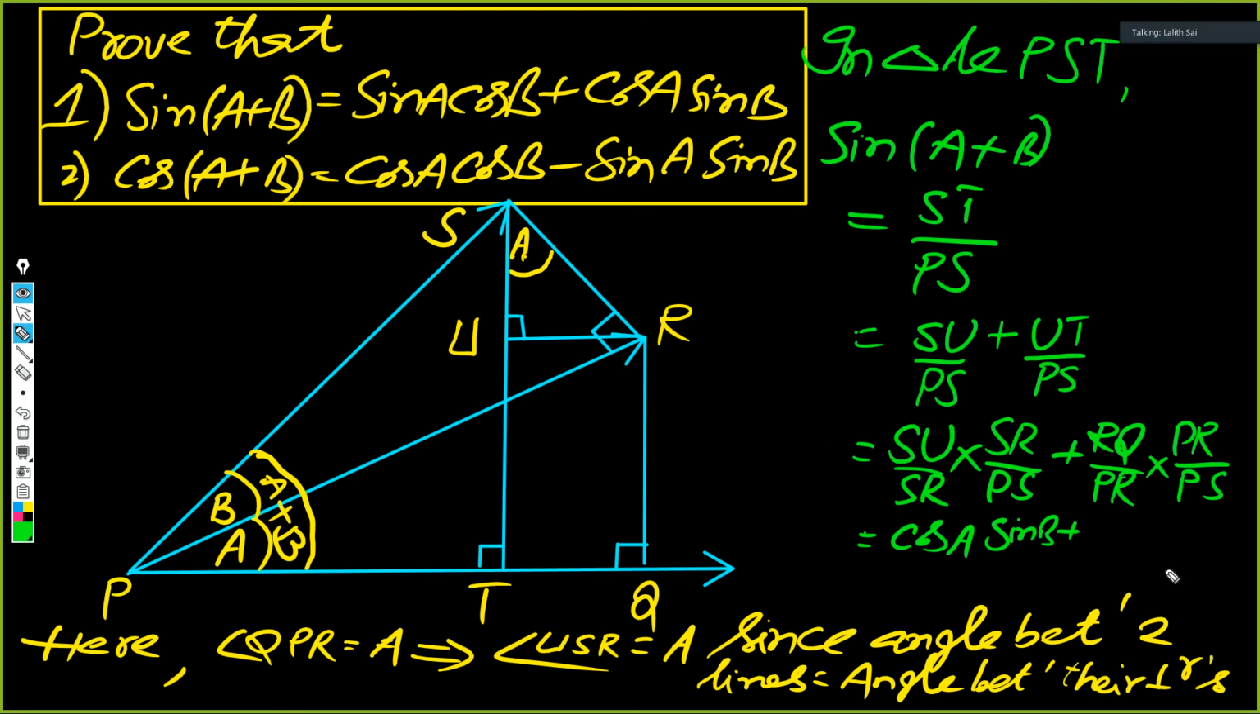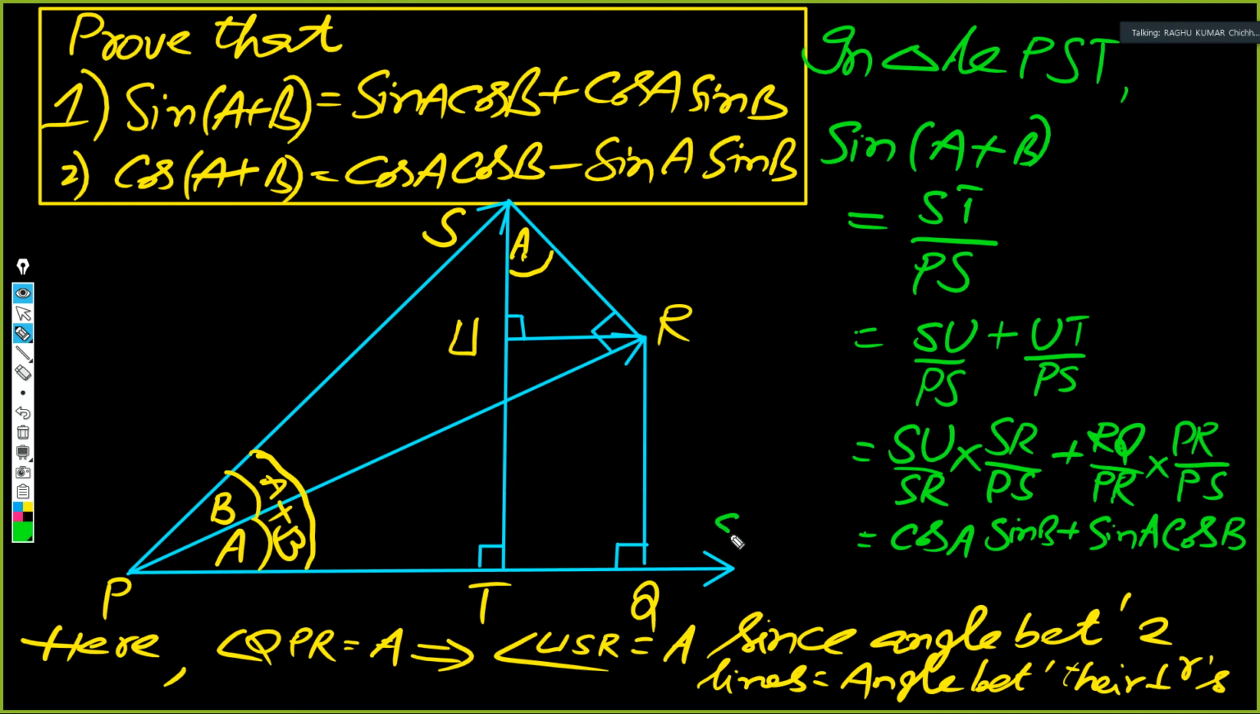RQ by PR is sin A, the opposite side. Then PR by PS is cos B, in triangle PRS. Finished. Just see that. It's done.